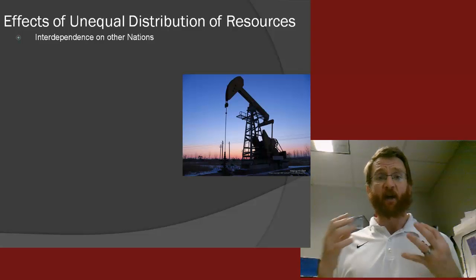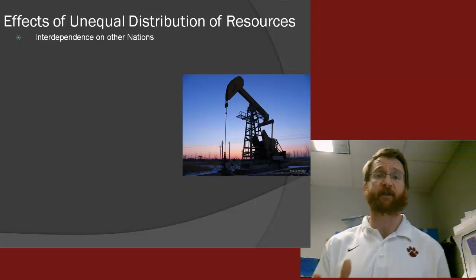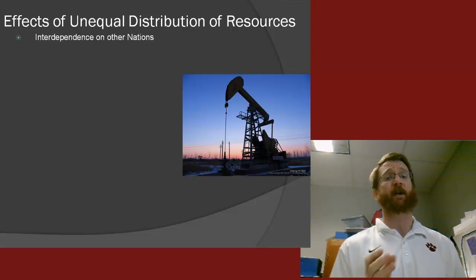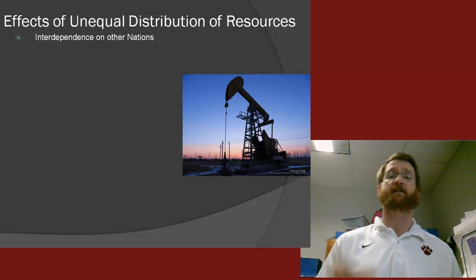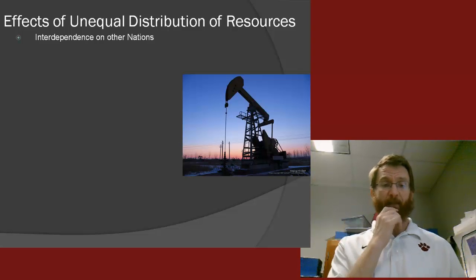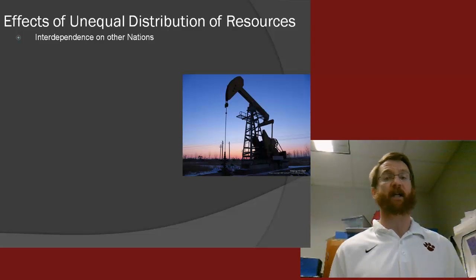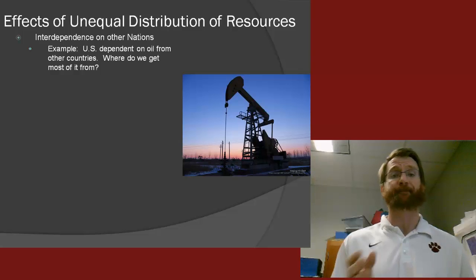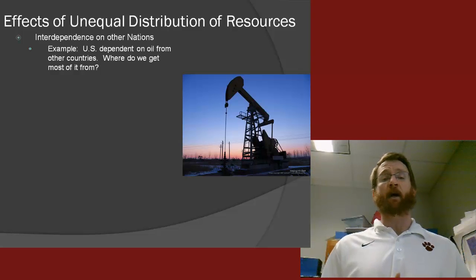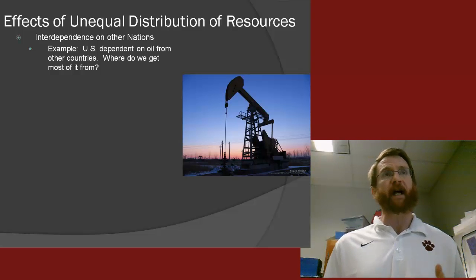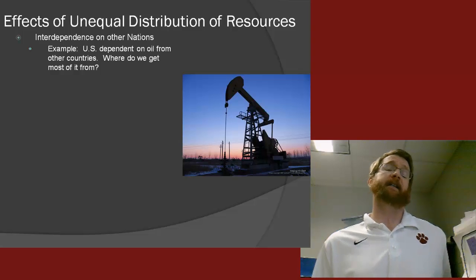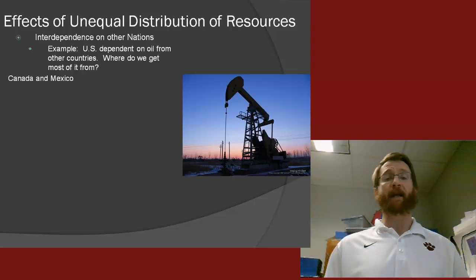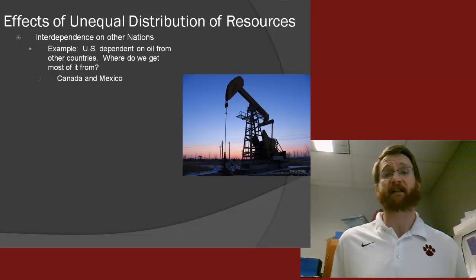So the first effect of unequal distribution is that some countries are interdependent on other countries. Okay, we've got to be reliant on other countries. That's what interdependence is. For example, the U.S. is dependent on oil, actually used to be dependent on oil from other countries. Now, you might say, oh, we get most of it from the Middle East, but actually most of the oil that we import comes from Canada and Mexico.